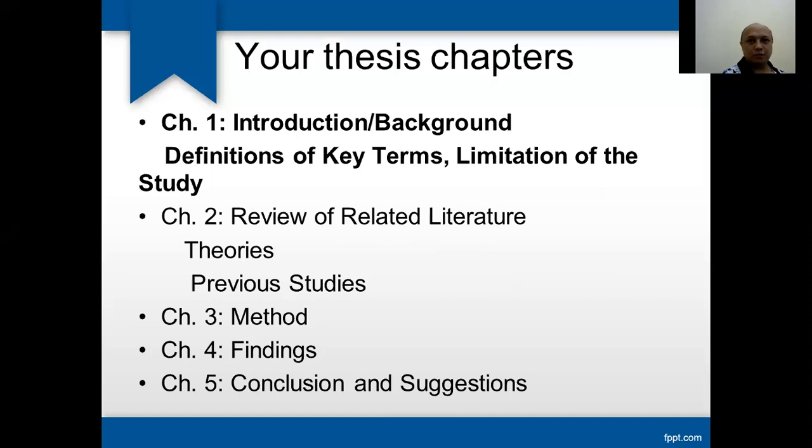Again, just to remind you that your thesis chapters will look like this. Chapter 1 is the introduction or the background. It contains definitions of key terms and limitations of the study, which I'm going to talk about today. And in chapter 2, you have a review of related literature, method in chapter 3, findings in chapter 4, and chapter 5 is conclusion and suggestions. But now let's focus on definitions of key terms and limitations of the study.